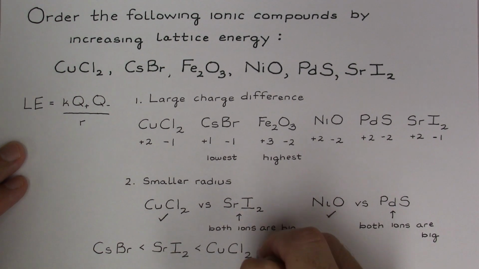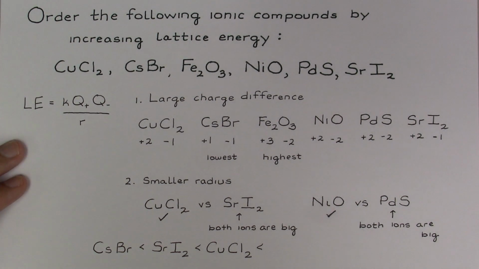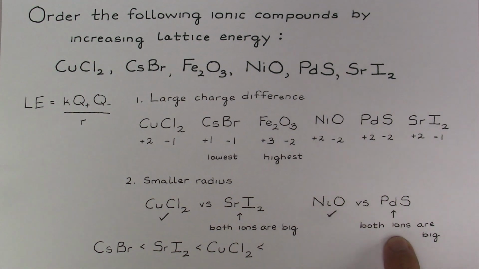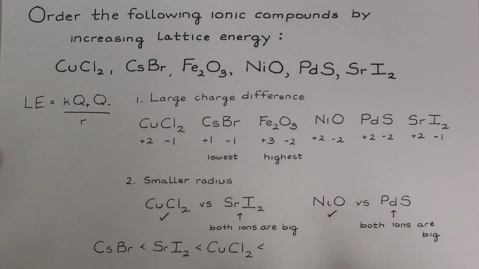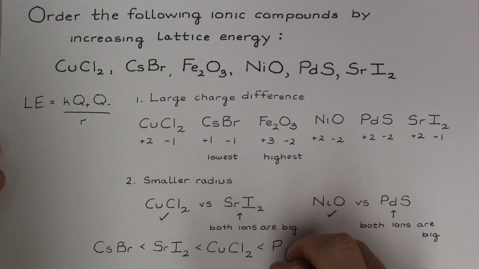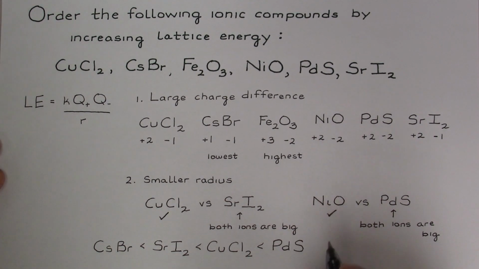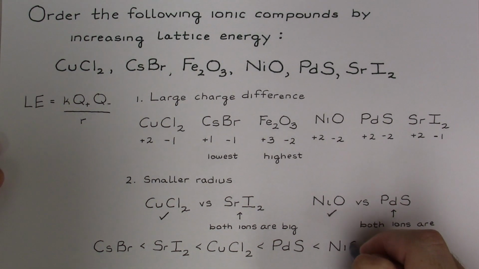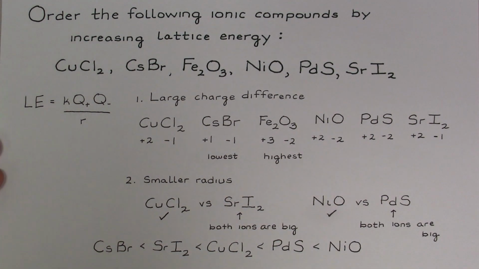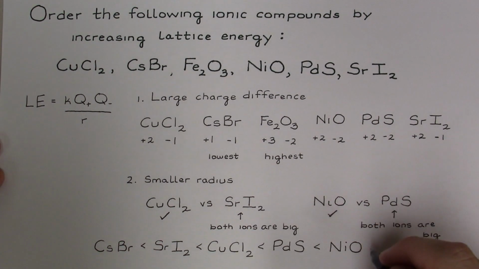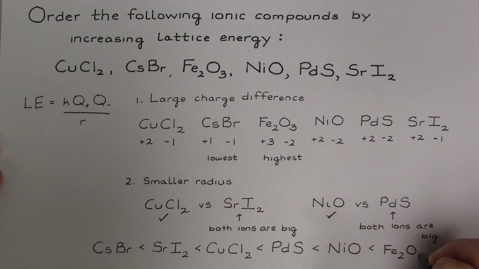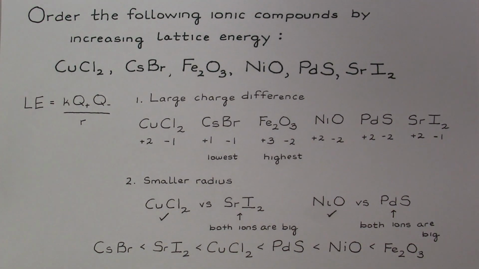Now that we're halfway there, we have to break the other set of ties, and that is our +2, -2 group. We know that because in the palladium sulfide both ions are big, it's going to be the next one in line. So palladium sulfide is going to be the fourth in our group, followed immediately by our nickel oxide. The last one in our group is going to have the highest charge difference. This was determined in our first rule, and that is going to be our iron 3 oxide. You will always use the large charge difference to determine the original order. You only use the radii to break our ties.